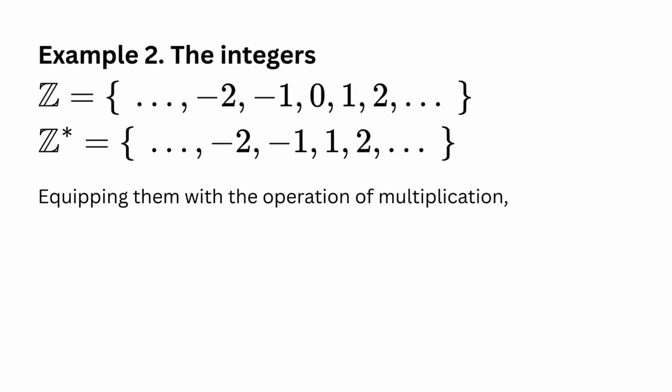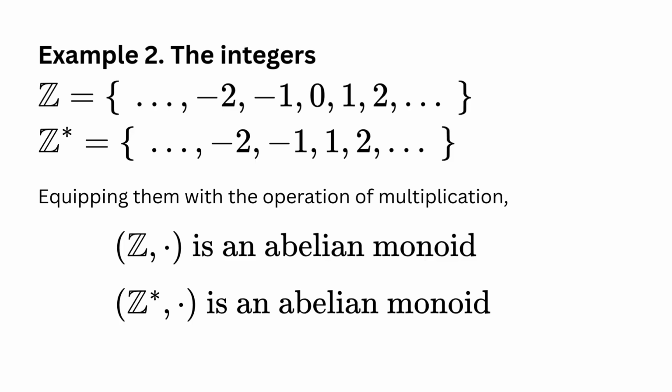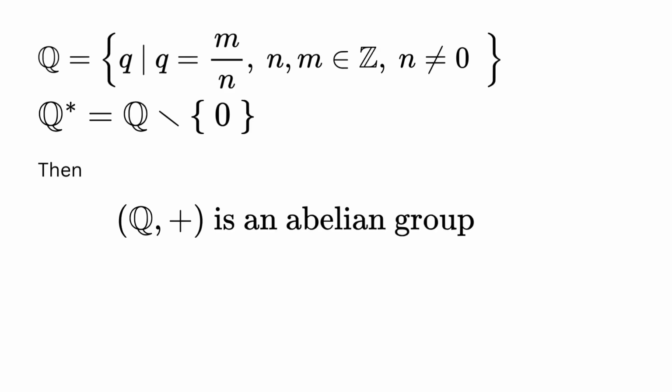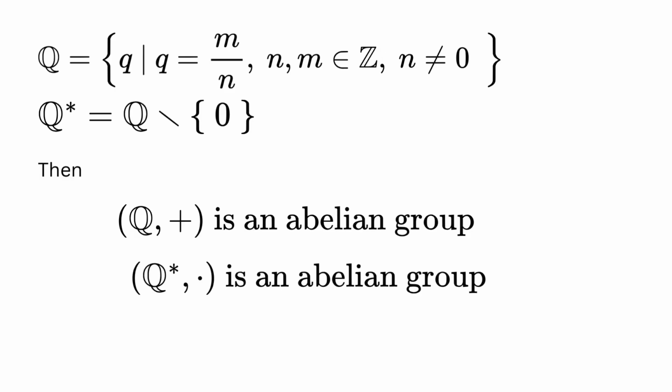Let's also look at the operation of multiplication. In this case, both sets, Z and Z asterisk, are abelian monoids since they both contain the unit element. However, none of them contain reciprocal elements. To handle this, we extend the set of integers to the set of rational numbers Q. Then Q equipped with the operation of addition is an abelian group. However, Q equipped with the operation of multiplication is still not a group since the zero does not have a reciprocal. If the zero number is excluded, Q asterisk equipped with multiplication becomes an abelian group.